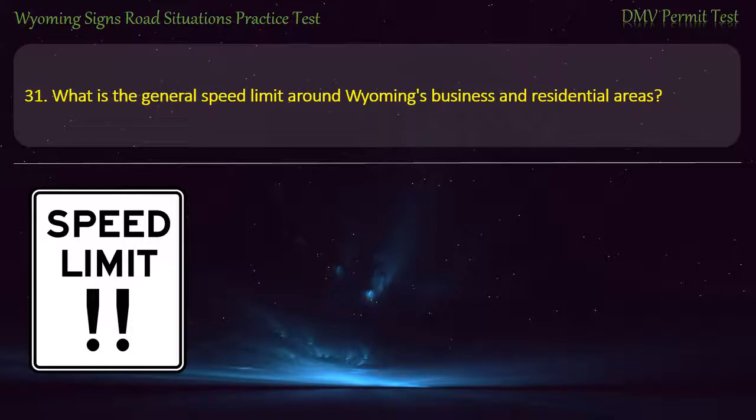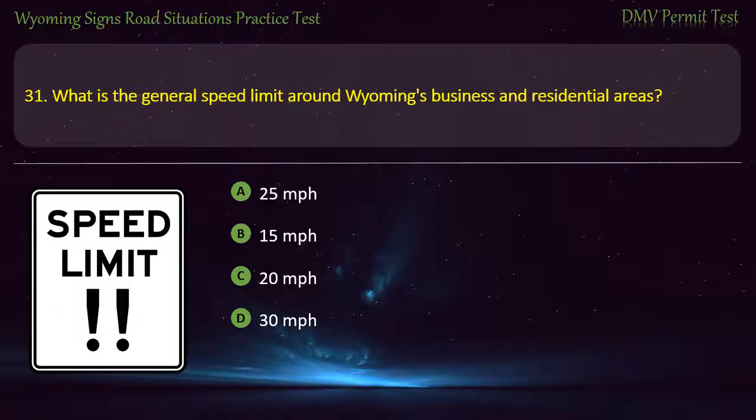Question 31. What is the general speed limit around Wyoming's business and residential areas? 25 miles per hour. 15 miles per hour. 20 miles per hour. 30 miles per hour. Answer. 30 miles per hour.